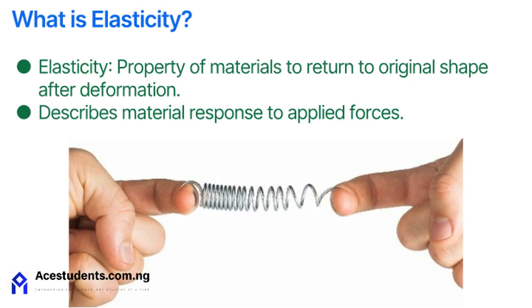Elasticity refers to the ability of a material to return to its original shape and size after a deforming force is removed. It is an essential property of elastic materials like rubber and springs.